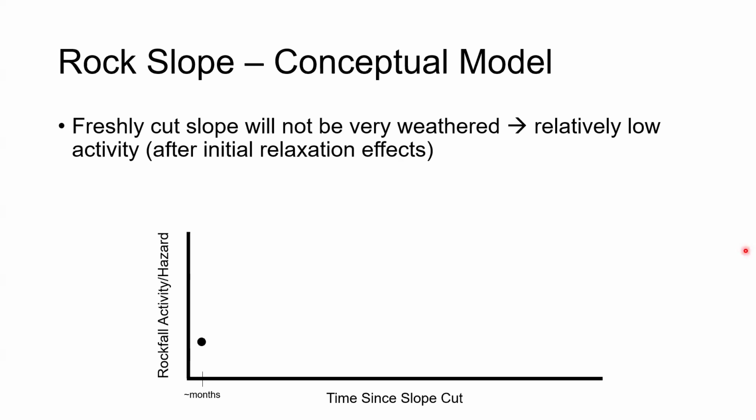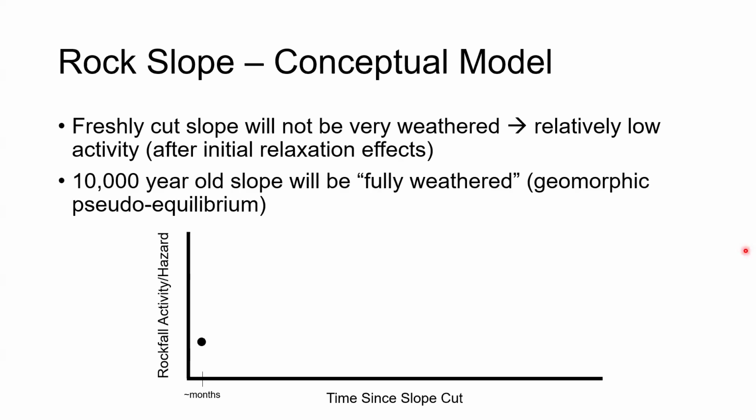Now, if we imagine far into the future, we're now thinking in geomorphic terms, like say 10,000 years. At that point, the slope is going to be fully weathered. It will have reached a point where the weathering front within the rock mass has propagated pretty far deep into the rock, and the extent to which that weathering front continues to propagate each year is approximately equal to sort of that erosion rate or the rate at which the slope is moving backwards each year. So we're in sort of a geomorphic pseudo-equilibrium here. And of course, when the slope is fully weathered, we would expect that we would have a higher level of rockfall activity than when it's been freshly cut. And so we can put a point out here.